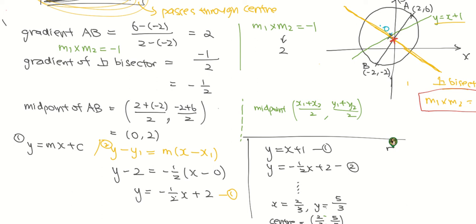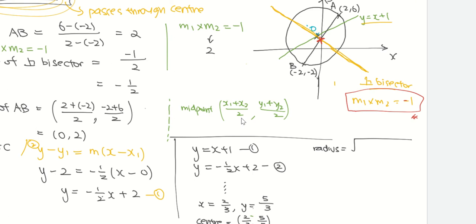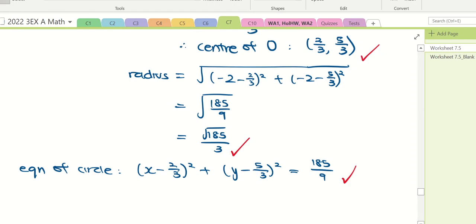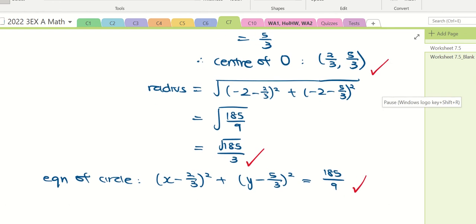After finding the center, we find the radius. You have to do your distance formula again. Now you have the center and you have the endpoints. My center is 2 over 3, 5 over 3. There are two ways: either you use the radius and the circumference, or you take the diameter divided by 2. For me, I took the center and one of the circumference points. So I got this radius, and then afterwards, using center and radius, find the equation.